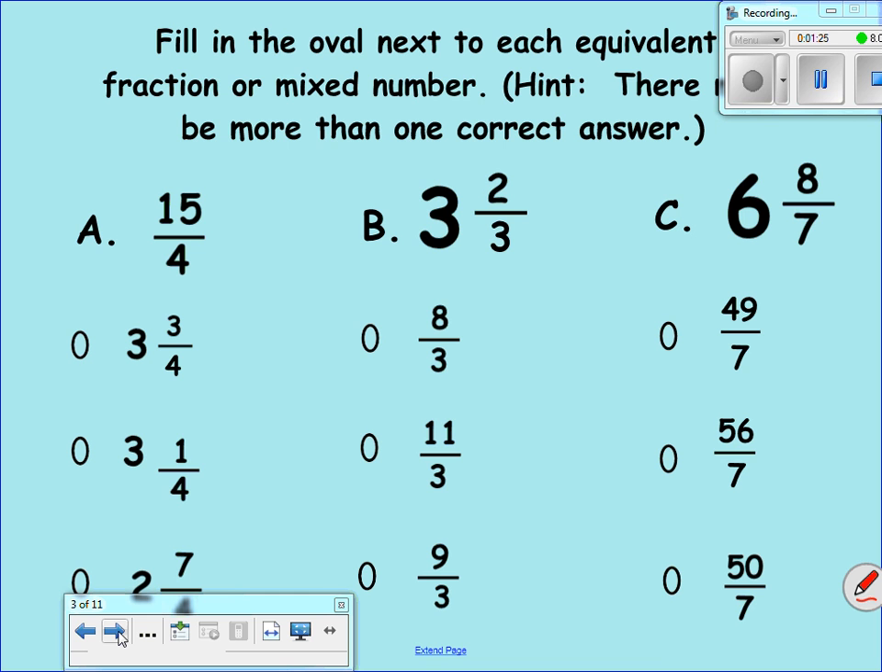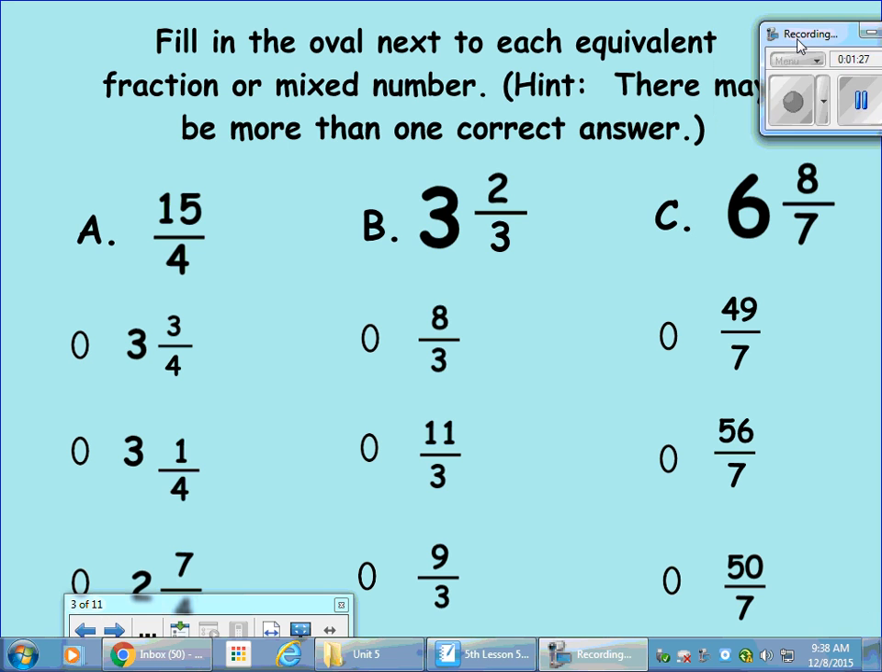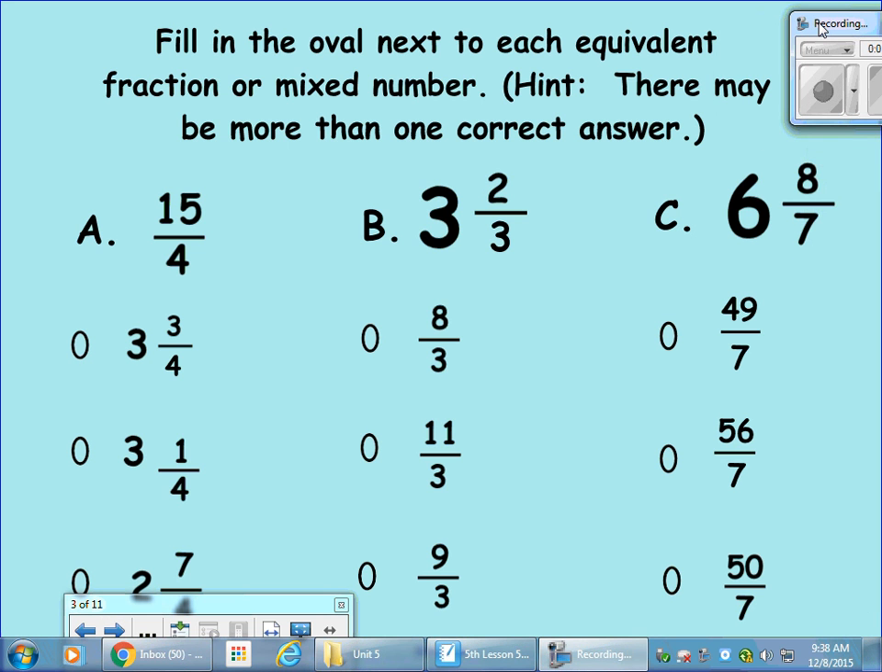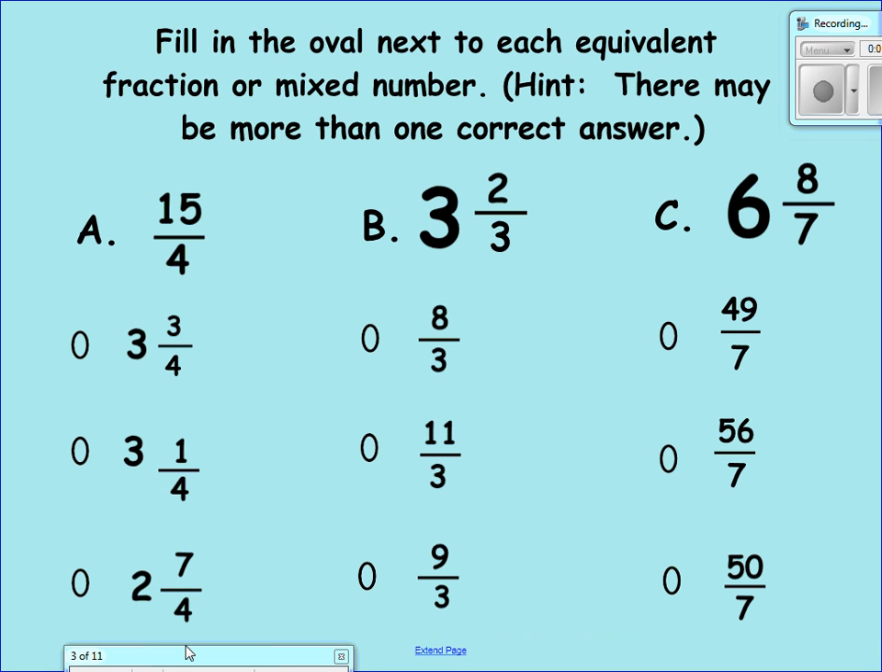Now we're going to be working with a little bit of a multiple choice here, okay? Let's take a look. It says fill in the oval next to each equivalent fraction or mixed number. There may be more than one correct answer. So let's see some questions here. We're trying to convert 15 over 4. So let's first of all look, how many 4s go into 15? 3 go into 15. What's left over? 3/4. Is that an answer? 3 3/4 would work, okay? So 3 3/4 works. That means 3 1/4 doesn't work.